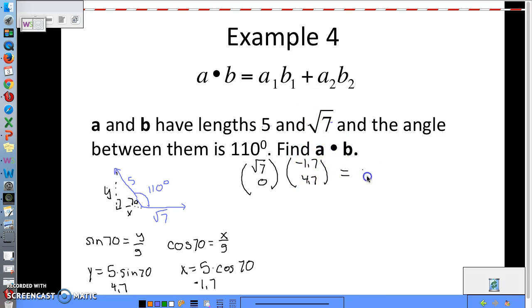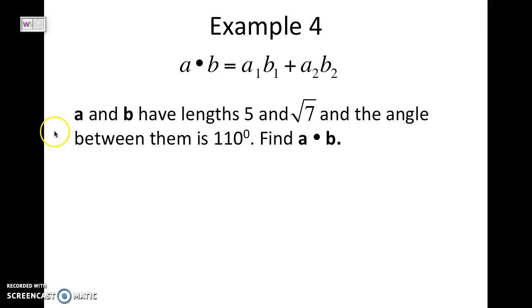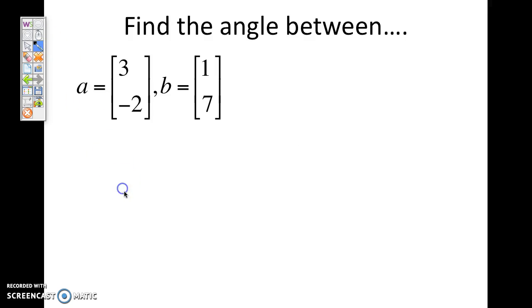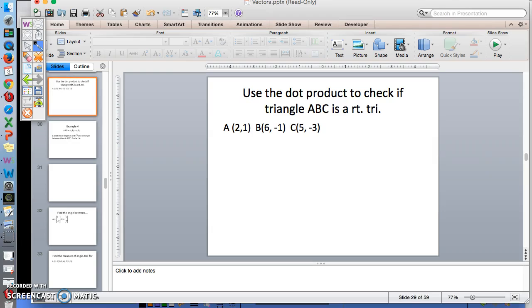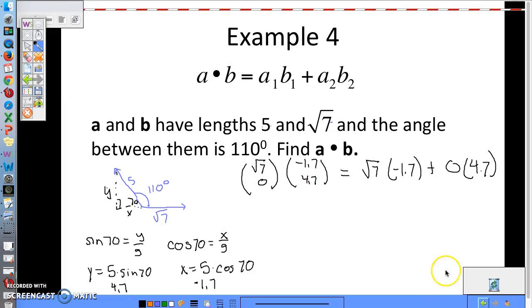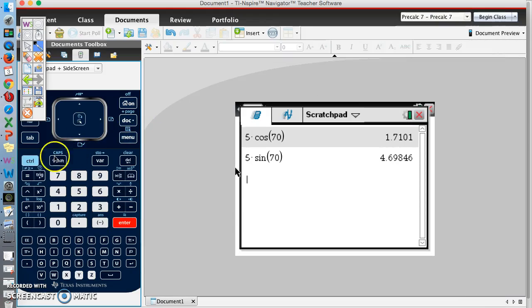So if we're to find the dot product, √7 times -1.7, 0 times 4.7. So let's see. Whoops, did not mean to do that. I'm having a little bit of trouble here today, guys. Sorry about that. Let's see if we can end this. There we go. Now can I get to that and just go back? There we go. So I wanted to go to the calculator.